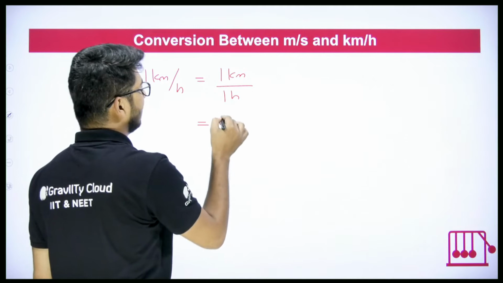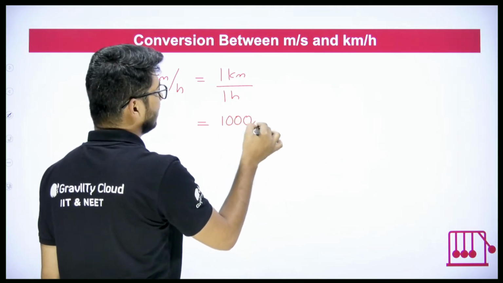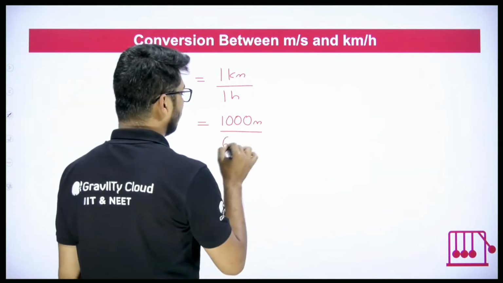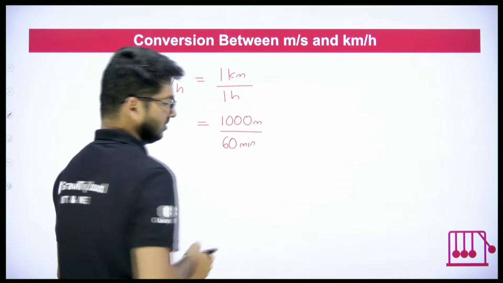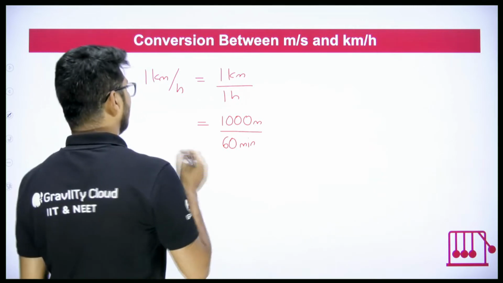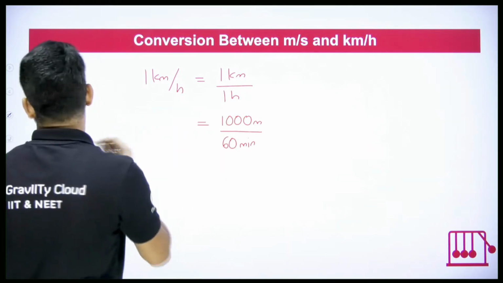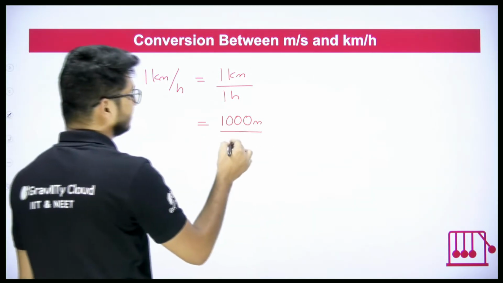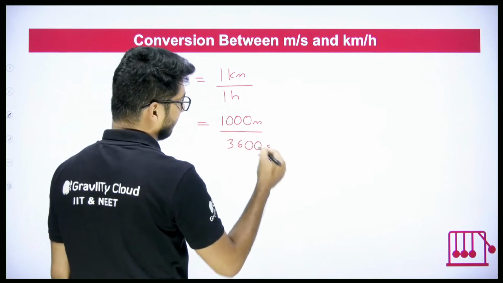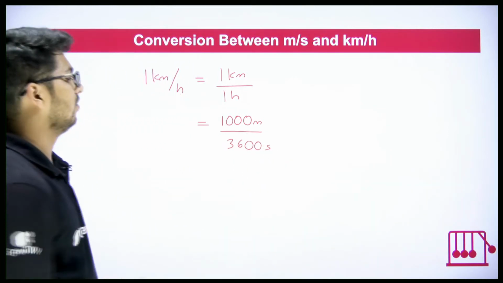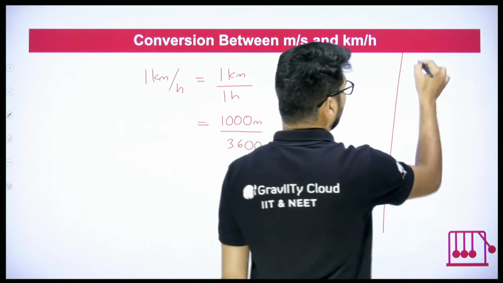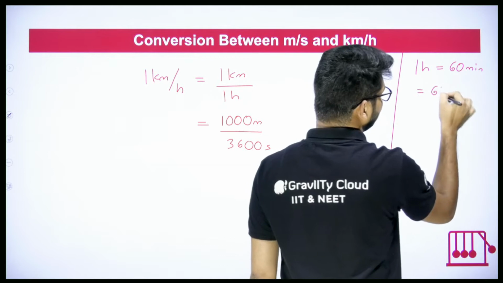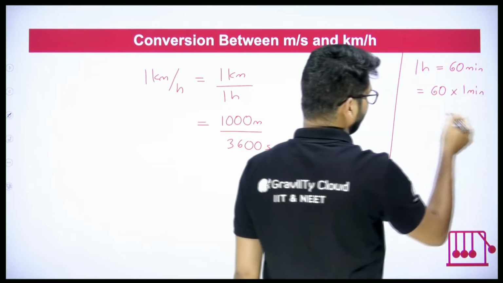Now, what is 1 kilometer equal to? 1 kilometer is 1000 meters. What is 1 hour equal to? 1 hour is 60 minutes, but again, the same 1 hour is also equal to 3600 seconds. Yes or no, everyone? Now you might already know about this. 1 hour is equal to 60 minutes. Now I can write this as 60 into 1 minute.